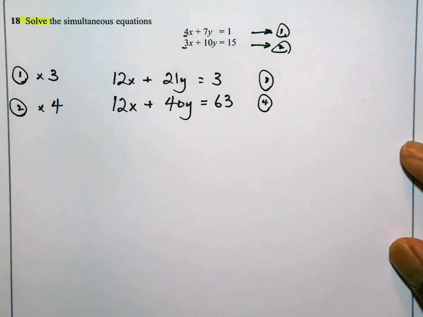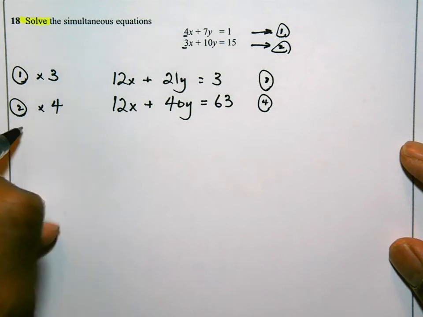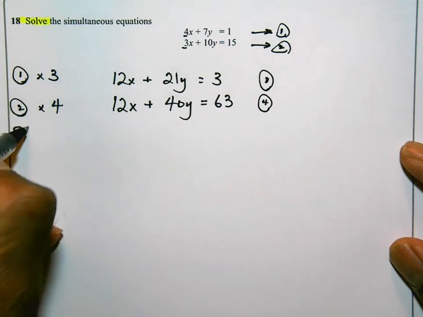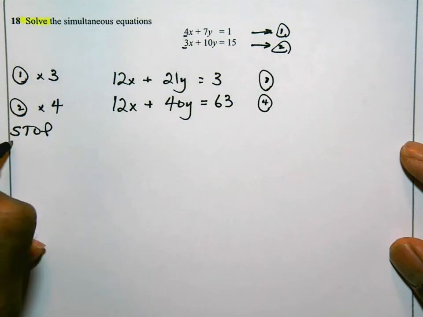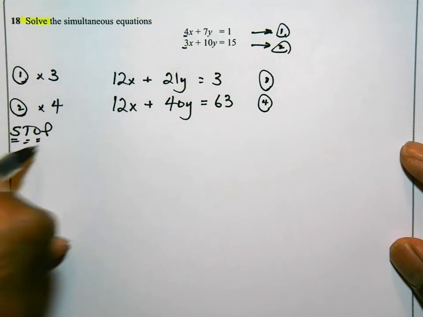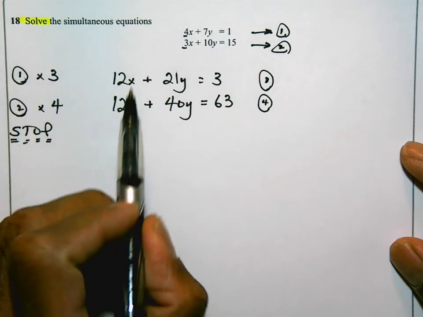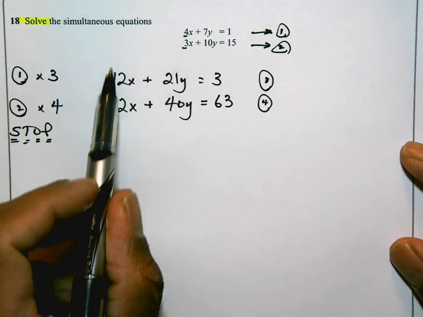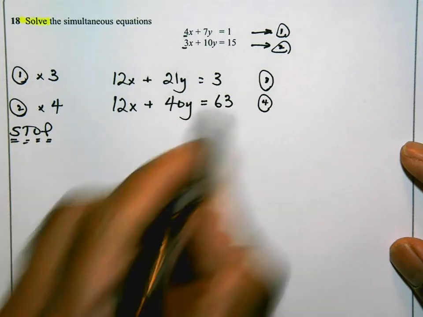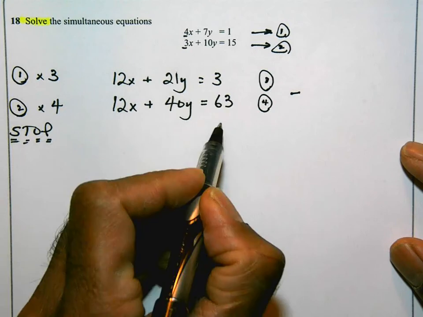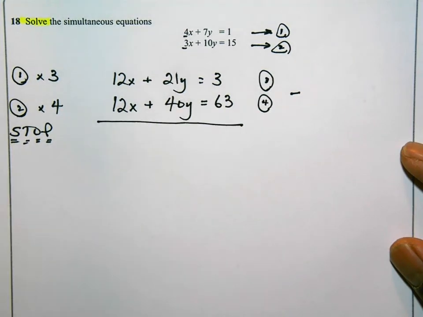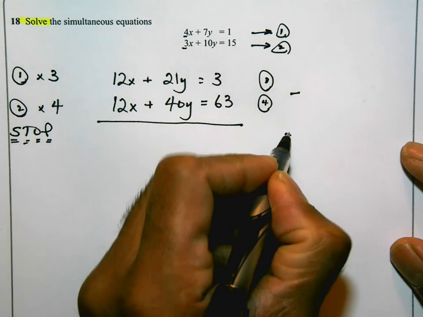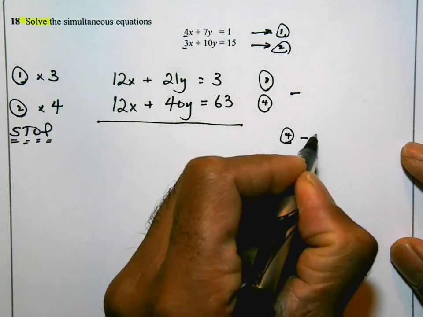next. At this stage, again, use the acronym STOP, S-T-O-P. If the signs are the same, you take away. If the signs are opposite, you plus. What we're trying to get rid of is the x's. Are the signs the same or opposite? They're actually the same. And because they're the same, we're going to take away at this stage. And I'm actually going to do this in a different way. I'm going to say equation 4 take away equation 3. So I'm going to be taking away upwards.